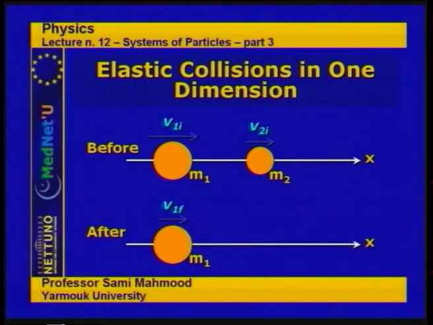Now, after the collision, the particle with m1 will be moving with v1 final, and particle number 2, the target particle, would be moving with v2 final, and we assume that they move along the x-axis also. And so in this case, we have a one-dimensional case, and we assume that the collision is elastic.